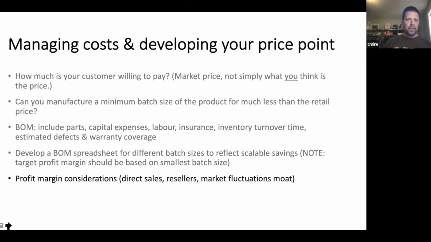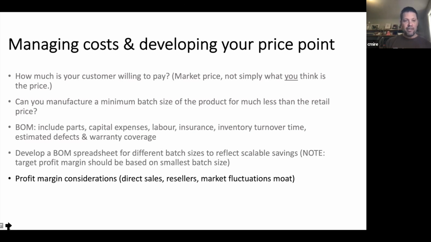Okay. So profit margin considerations: direct sales, resellers, market fluctuations, moat. As you start to think about what your profit margin is, I was just throwing a number out there, 75% margin, but that's not entirely how you do that. You don't just hit a dartboard and figure out what your profit margins need to be for the product.